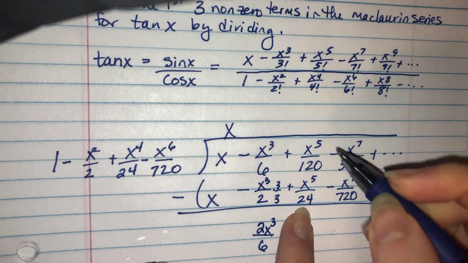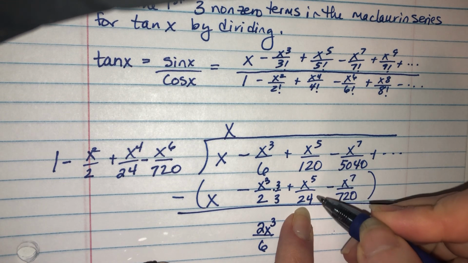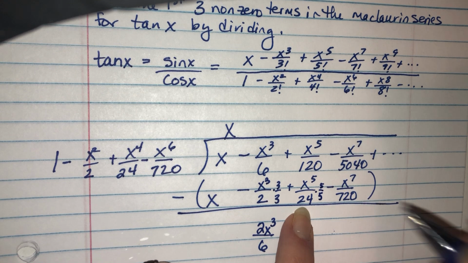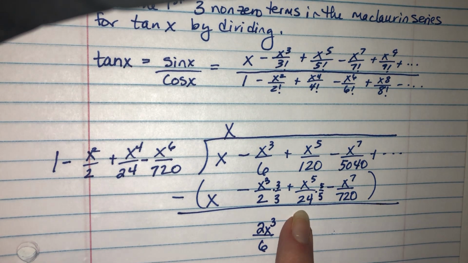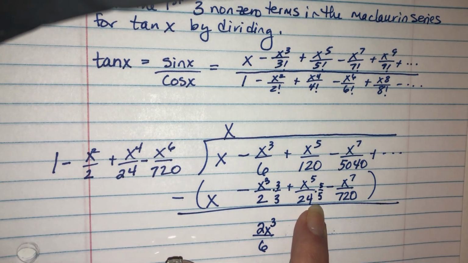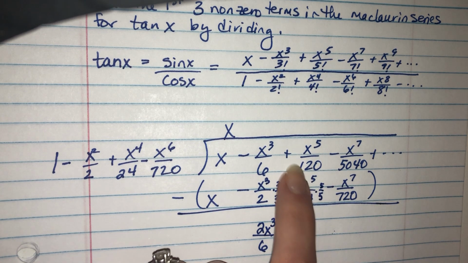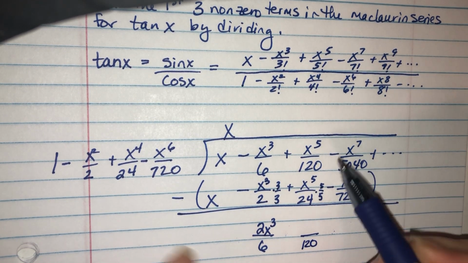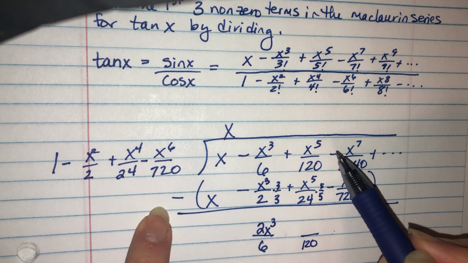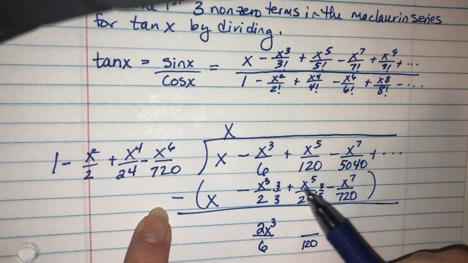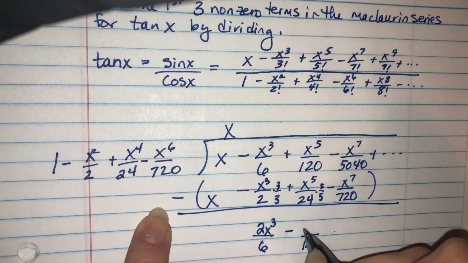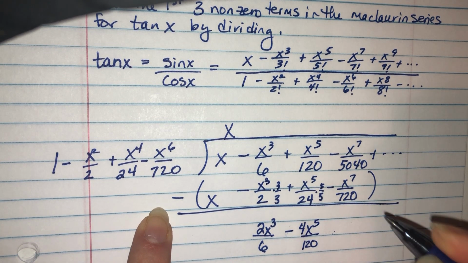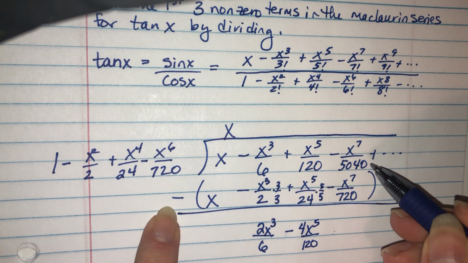Now I'm going to move to this term. I need a common denominator of 120, so I'm going to multiply the fraction on the bottom times a clever value of 1, 5 over 5, so that we have the common denominator of 120. So now I have 1x to the 5th minus 5x to the 5th, which gives me negative 4x to the 5th.